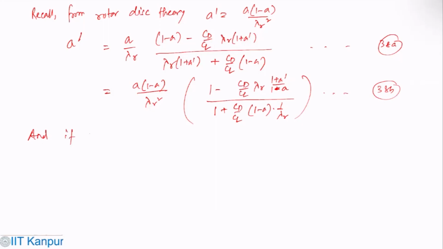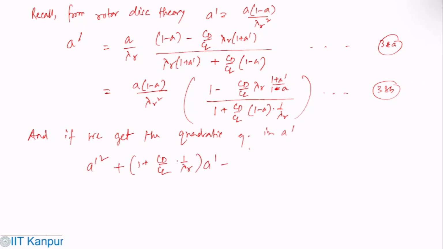And if we get the quadratic equation in A prime, we get A prime square (1 plus CD by CL into 1 by lambda r) A prime minus A into (1 minus A) by lambda r square minus A by lambda r.